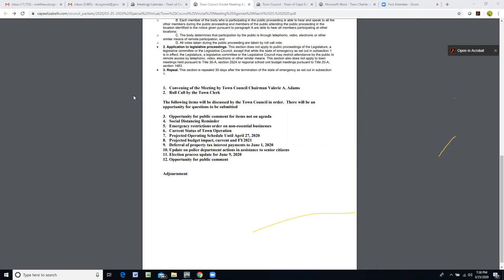Next item we have is, consistent with surrounding communities, we're looking to extend our current closing of the town facilities, with the crews that we do have working inside, up until April 13th. Right now we were looking to go until March 27th, but in light of the governor's recent ideas and ruling, as well as surrounding communities, we're looking to go to April 13th and then reevaluating at that point.